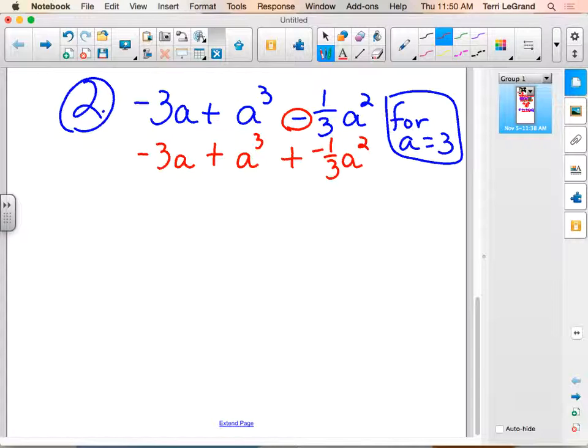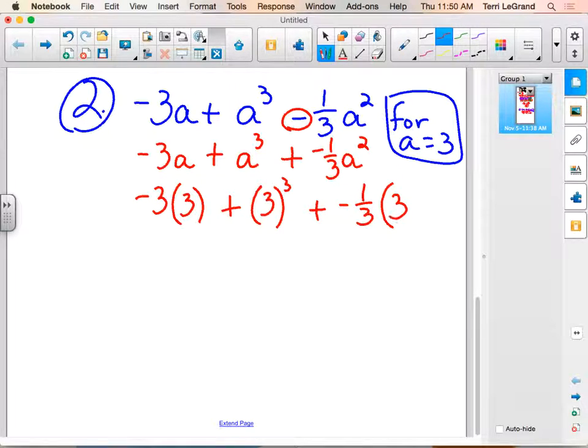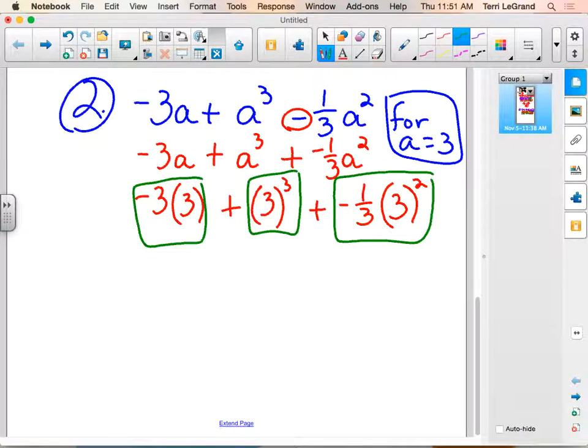So let's do our substituting. Negative 3 is going to get multiplied by positive 3. Let's just stay in the habit of using parentheses when we have those negatives, so we don't forget them. Positive 3 is going in and getting cubed. And positive 3 is going to get squared after that negative 1/3. Okay, so again, we have 3 multiplications to do really. We have our one at the end, our one in the middle, and our one at the beginning.